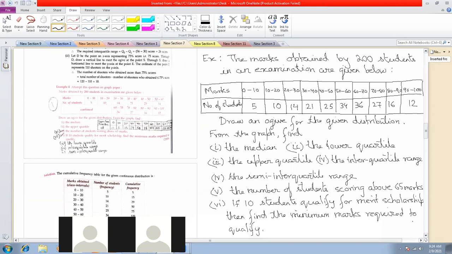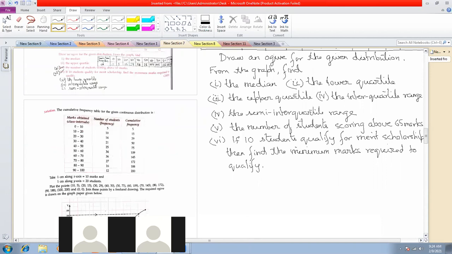The marks are given in class intervals. That means you will have to find the median of this. This is your variate, marks, and this is the frequency, number of students. The question is to draw an ogive for the given distribution. From the graph, find the median, the lower quartile, the upper quartile, the semi-interquartile range, and finally you have two extra questions: the number of students scoring above 65 marks, and the last question is, if 10 students qualify for the merit scholarship, find the minimum marks required to qualify.